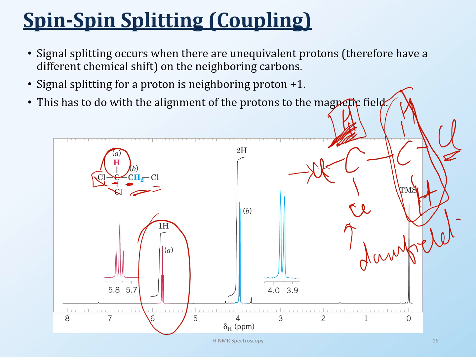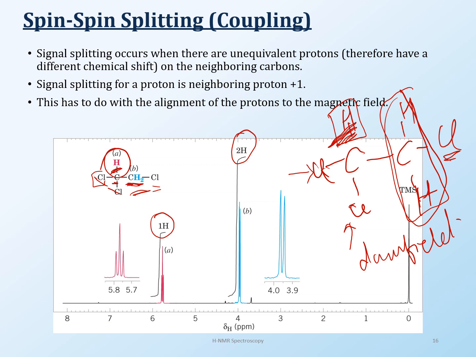The other thing we have done is, of course, integration, and you can see that here as well. So let me erase all of this. On one carbon you have only one hydrogen, and on the other carbon you have two hydrogens, so the ratio here is 1:2. So this much you have already learned. Now what we are saying is that because you have two unequivalent protons next to each other, they are splitting. So how does this split occur?